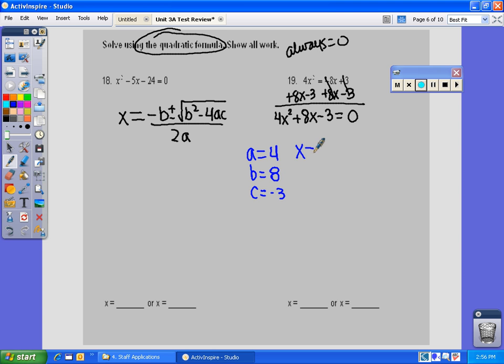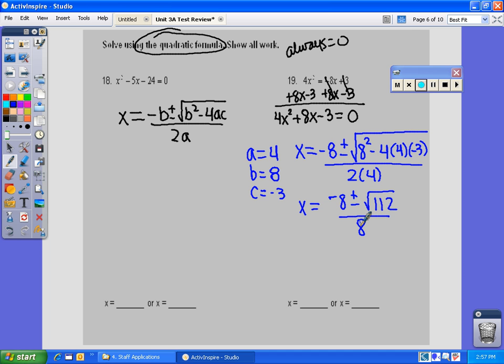So I have x equals negative b plus or minus square root b squared minus 4ac all over 2a. Next thing you want to do is work out what's inside the square root without square rooting it. So you put in your calculator 8 squared minus 4 times 4 times negative 3. And you wind up getting 112.